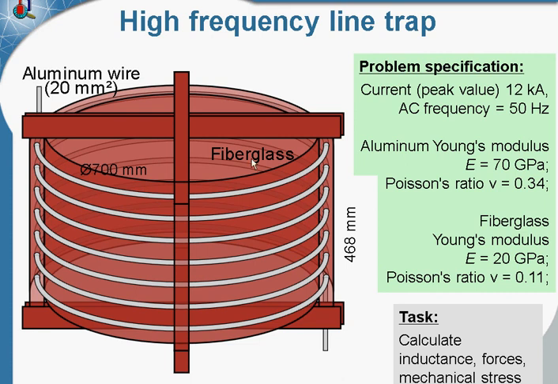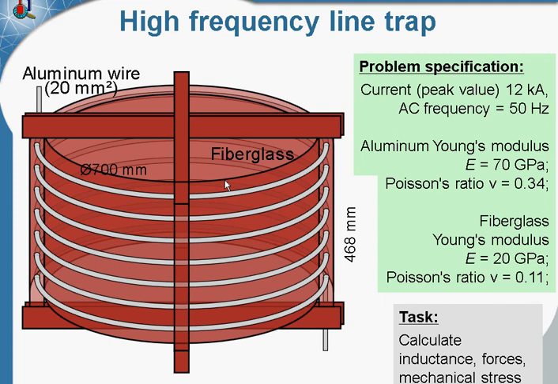Fiberglass case diameter is 700 mm. The height is 468 mm. Aluminum Young's modulus is 70 gigapascals and fiberglass Young's modulus is 20 gigapascals. The geometry model features rotational symmetry and we will simulate it in two-dimensional axisymmetric setup.